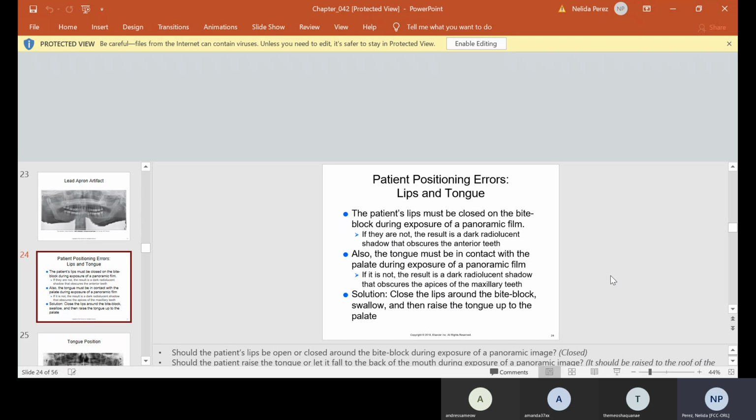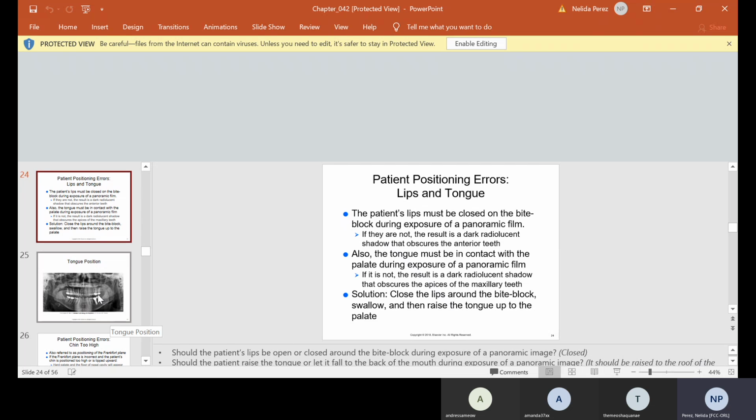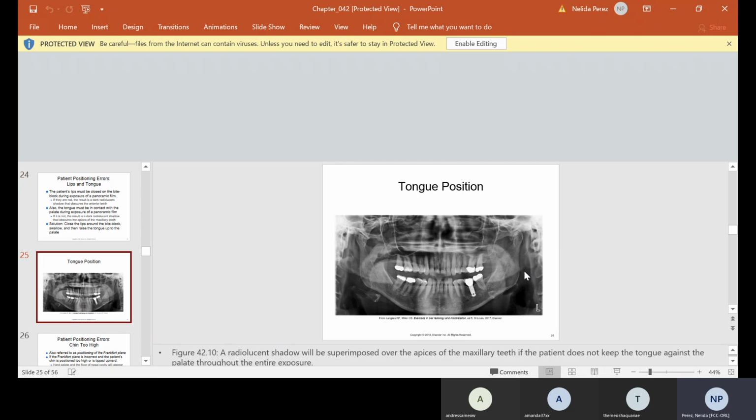If it is not, the result is a dark radiolucent shadow that obscures the apices of the maxillary teeth. Again, the solution is close the lips around the bite block, swallow, and then raise the tongue up to the palate. And here is a picture of if we ask the patient to do it correctly, then we will have a good picture.